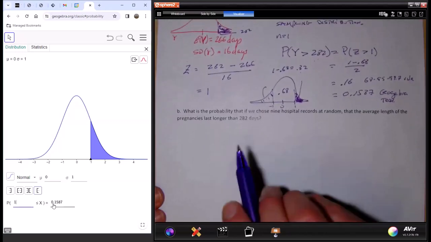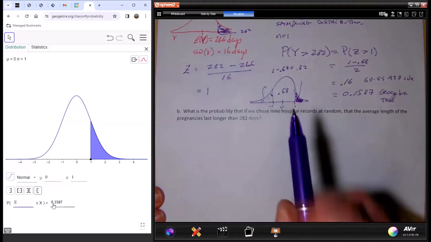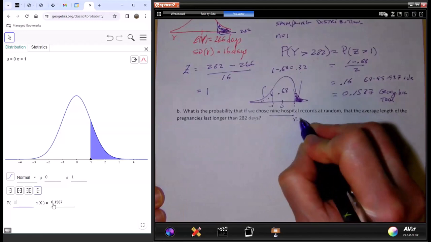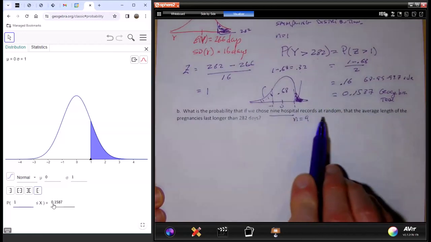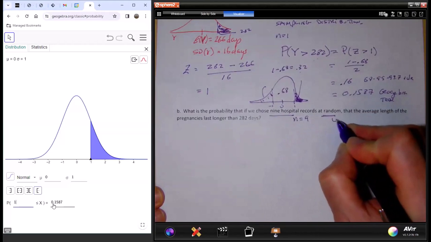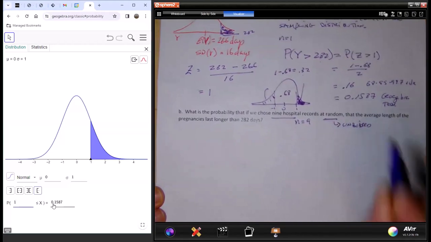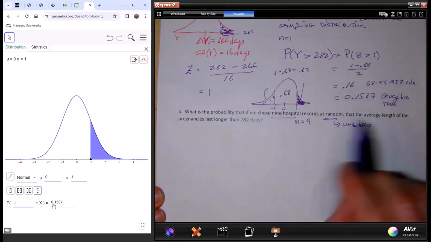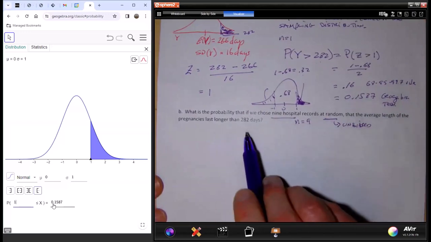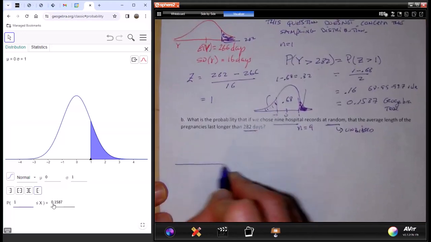Let's look at the next question. What is the probability? This one is B, so it follows the first. What's the probability that if we chose 9 hospital records, now we're choosing 9 hospital records at random. Again, what do I need to know? At random is code for unbiased. Assume that this means unbiased. That the average length of a pregnancy lasts longer than 282 days. So we're still back to 282 days. That hasn't changed.